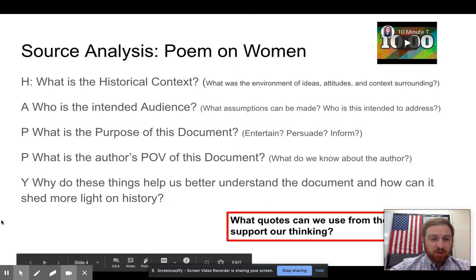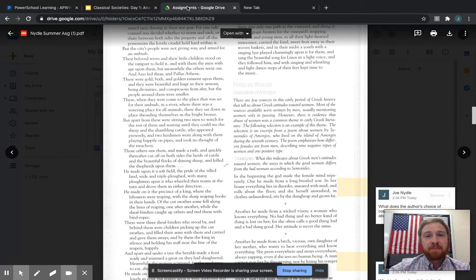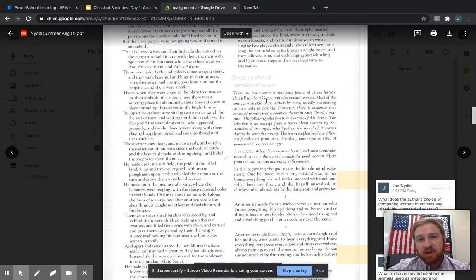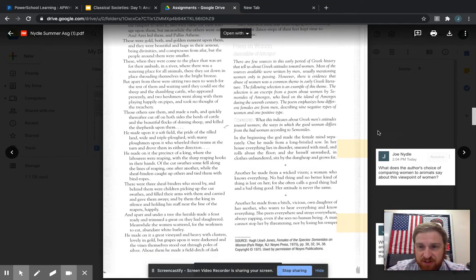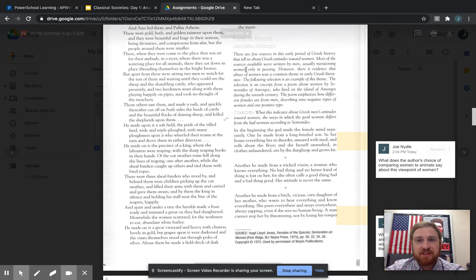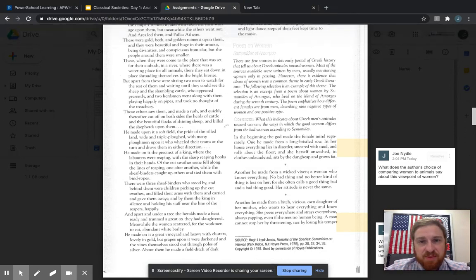So I'm going to jump over to the actual poem on women. And what I would recommend is if you open this on the assignment page, I added some comments to this that anyone would be able to see for you to think about some choice things in this document. So some background on this document is the author, Simonides, is a poet, and he's known basically for having what they call blame poetry at the time.